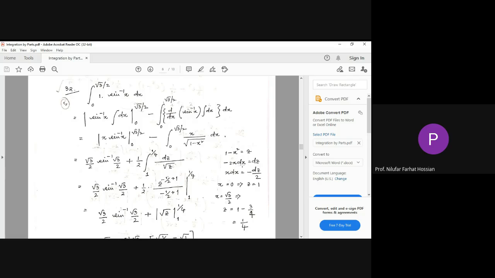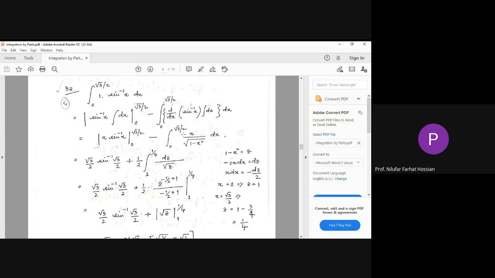So what is the value of x dx? Here we have x into dx in the upper side. So x into dx equal to minus dz divided by 2. Okay, so minus dz divided by 2. This minus and this minus sign gives you plus sign, and this half is taken outside. And what about this thing? It will be dz divided by root over z, because this 1 minus x square is taken as z.